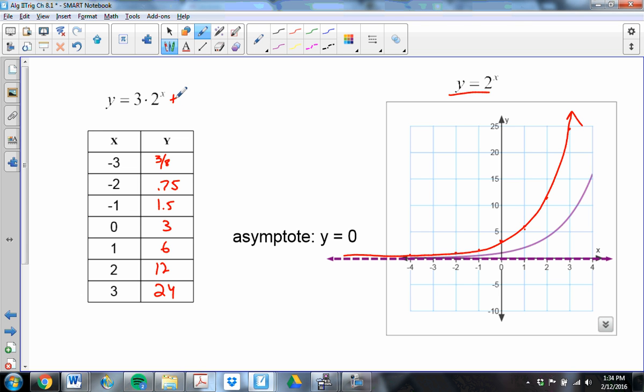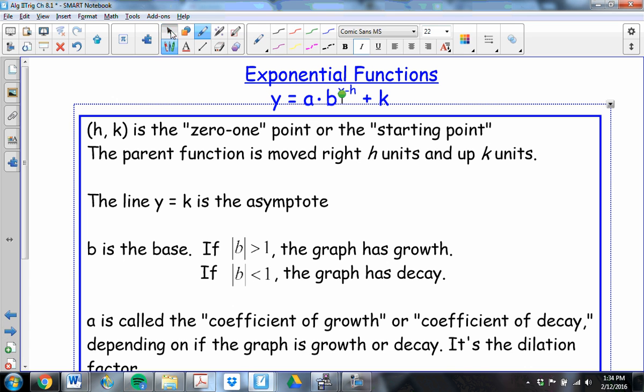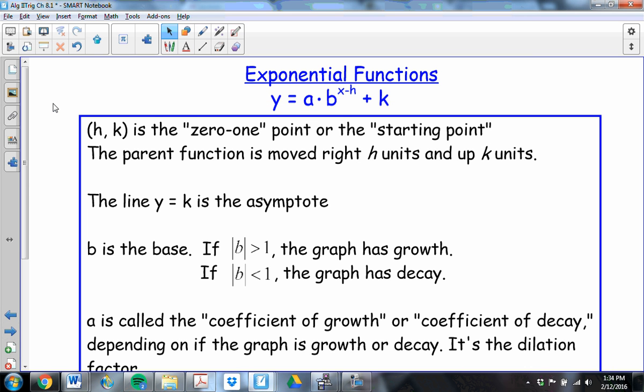To move an asymptote, you add a decay term. In fact, exponential functions work in the same way that everything else we've done in this class works. H and k move things left and right. A is your dilation factor, and if a is negative, it's a reflection over the x-axis. And now b is a new thing to incorporate. If the b value is greater than 1, the graph has growth, meaning the graph goes up as you go to the right. If the b value is less than 1, the graph has decay, meaning the graph goes down as you go to the right.